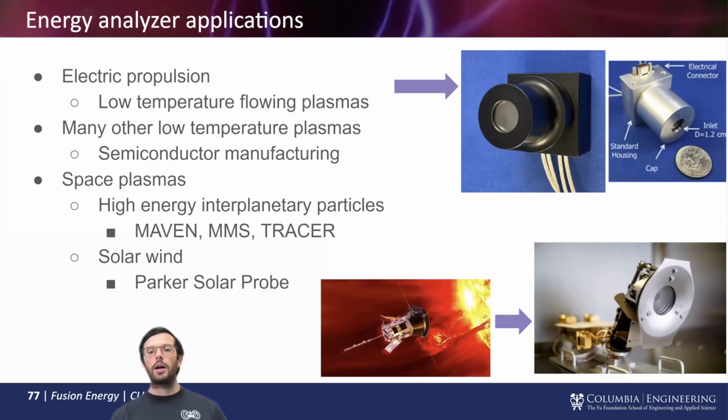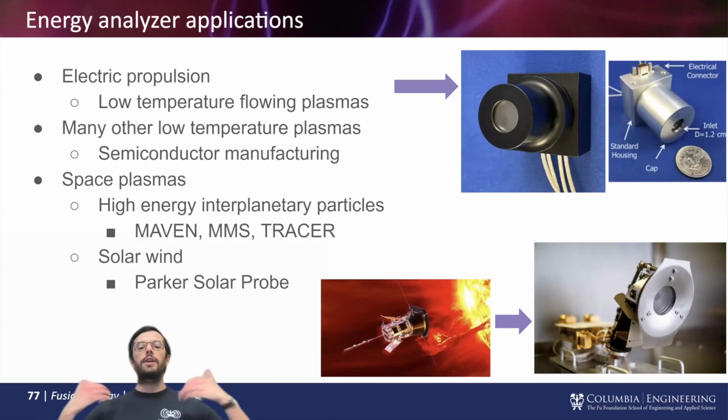But the top two are ones I've worked with, these little plasma rockets that we do ground testing with. And you can also use them in space. The sensor on the bottom right is on the Parker Solar Probe, which is a really important satellite orbiting the sun. And it's doing exactly what we just talked about. It's measuring the energy of the ions flying out of the sun. They also get used in interplanetary missions, like I mentioned, MAVEN, MMS, and TRACERS are three big ones. If you want to look those up, they're very cool.